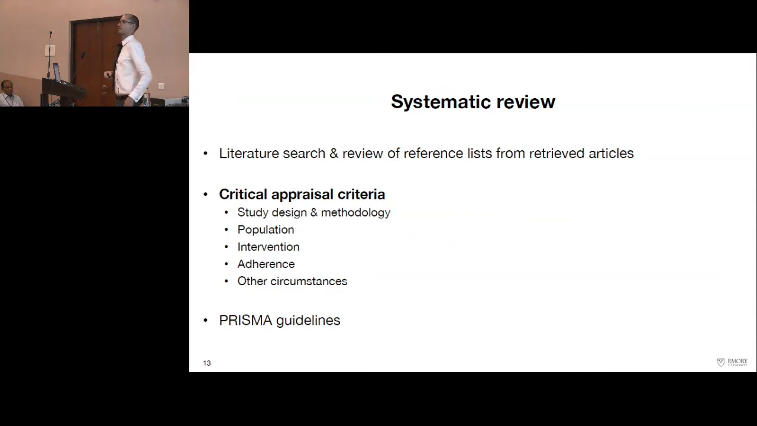I don't know if you're aware of the PRISMA guidelines. If not, if you were to do a systematic review, look it up. Just Google PRISMA guidelines for systematic review. It's a good cookbook of what to do, what not to do, what to report, and how to report the findings.